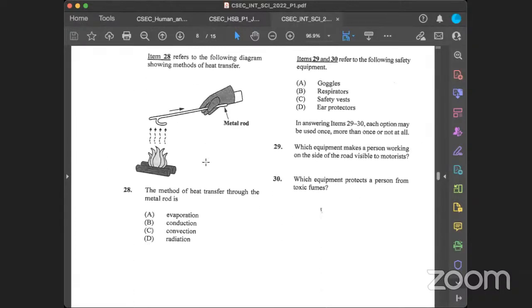28. Through the metal rod. What method is that? Conduction. Very good. 29.